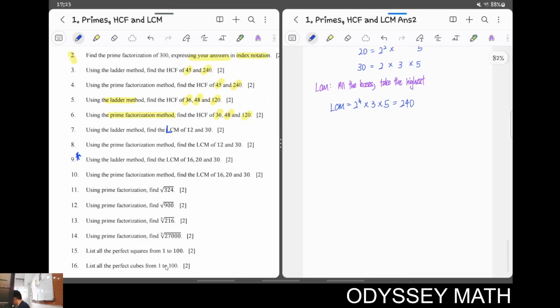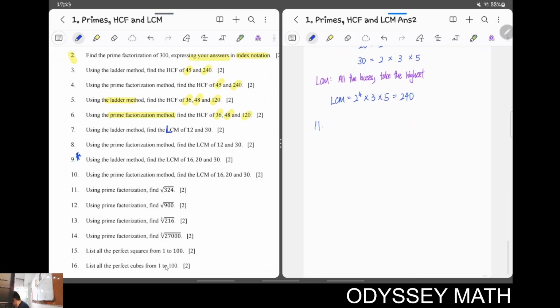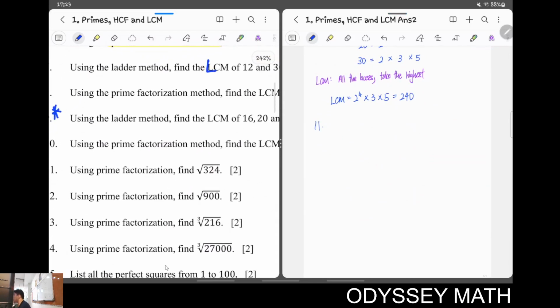Let's do question number 11 over here. Question number 11, using prime factorization, find square root of 324. So first, right, we ignore the square root and then we focus on the 324 over here. And then we're going to apply our prime factorization. So if you remember, so we have 324 divided by 2. So that would give us 162. And then we divide by 2 again.